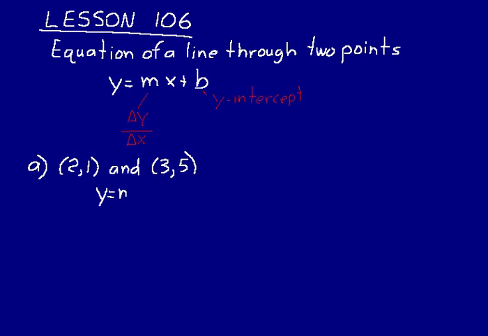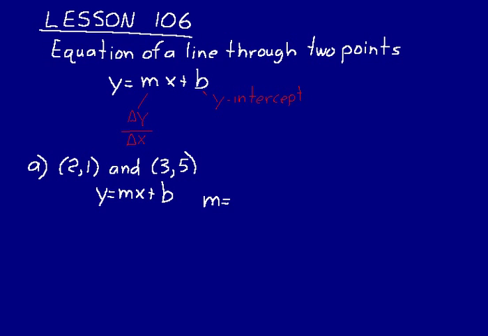y equals m times x plus b. And what we need to do is 2 things. We need to find the slope and the y-intercept, and then we're done. The slope, we know how to do that using the slope formula. So we just say m is equal to y2 minus y1 over x2 minus x1, and I'll always use the point on the right as my 2's and the point on the left as the 1's.